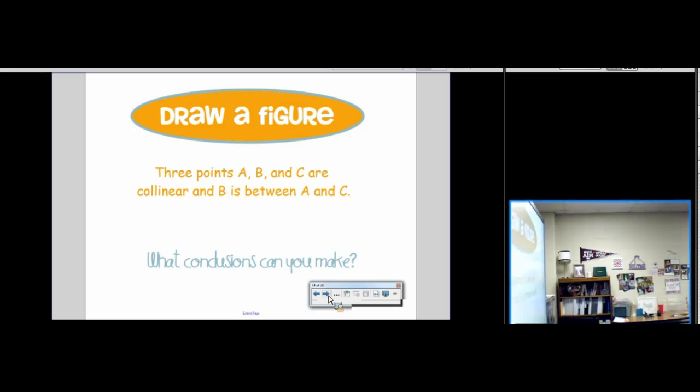Okay, I'm going to ask you to draw a figure. Please draw a figure that fits this description. 3 points A, B, and C are collinear. That means on the same line. And B is between A and C. Draw me a picture. Go. Draw a segment. Put those points on that segment. You don't have to write the description. Just draw me a picture.